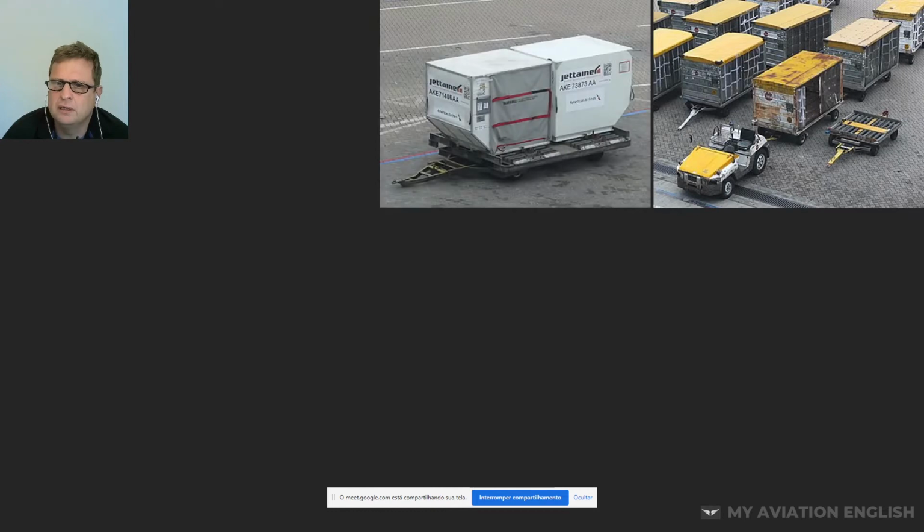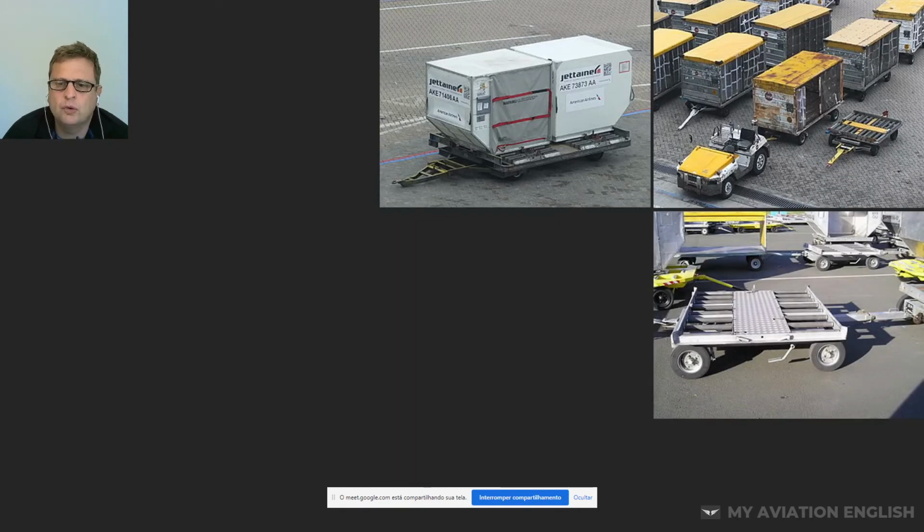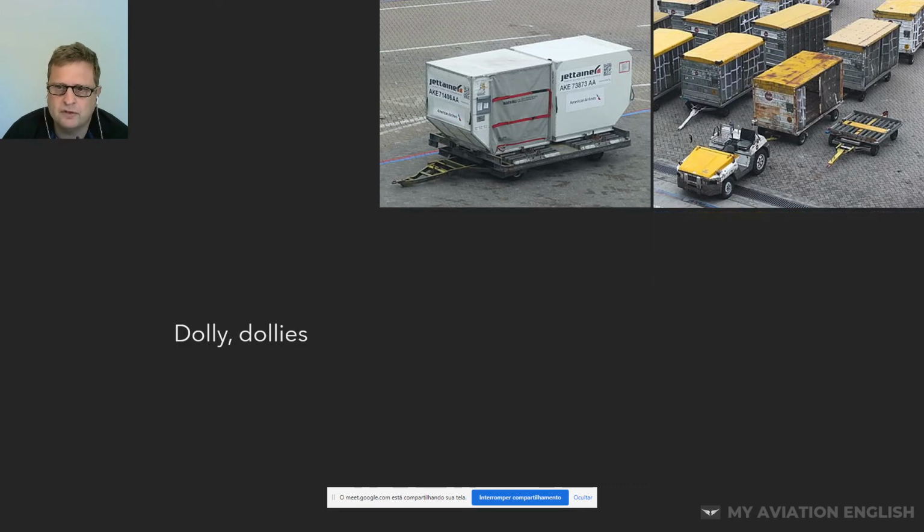We have this type of pallets. They have a name. I don't think you know. Do you know? No. They are called dolly or dollies no plural. Dollies. Trolleys, que em português, muito usado no carrinho, né? Pallets. Dolly ou dollies, certo? Agora você sabe. We have dollies for loose baggage and dollies for cargo unit.